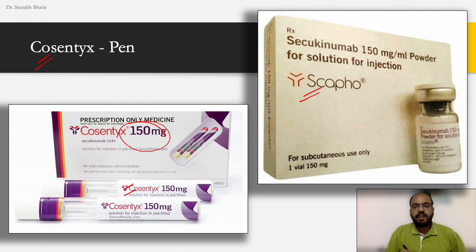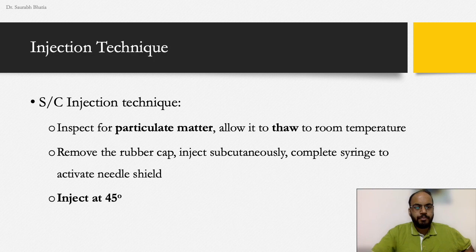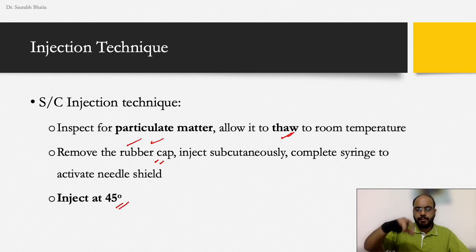Or here we can see Scafo. Most of us will be familiar with the brand Scafo, as in Cosentyx, and this is the vial that we used to formulate or dilute with sterile water and then inject in the patient. Now the injection technique is the same as any other biological that you give through the subcutaneous route. You inspect for particulate matter, allow it to thaw, remove the rubber cap, and inject at 45 degrees by pulling up the skin and injecting it into subcutaneous tissue.